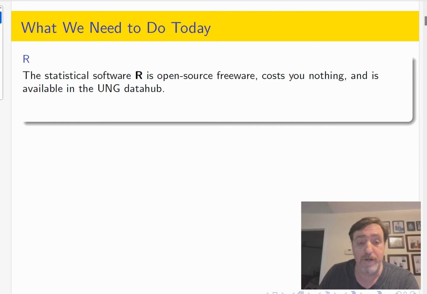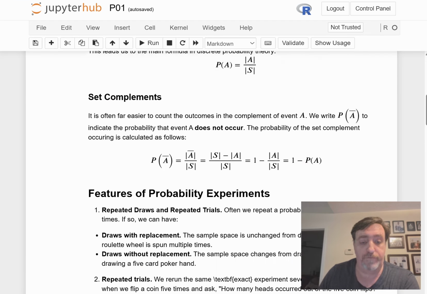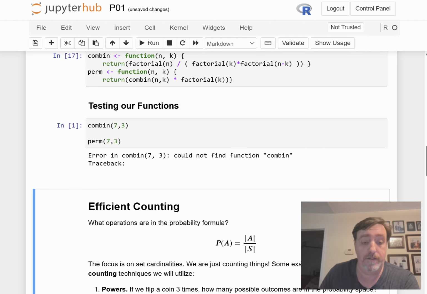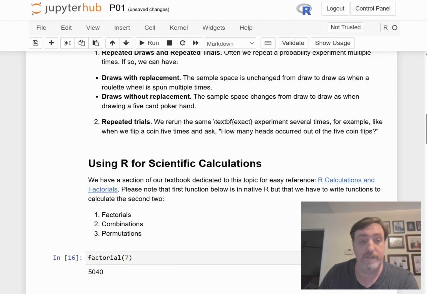Hope you are too. A couple of things that we need to accomplish today. First of all, the course uses the open source freeware software R. Costs you absolutely nothing, and it's wholly contained in the UNG Data Hub. We'll be taking a look at that. Let me just click over and show you that there are notebooks and we can actually run things in these notebooks and we can type notes in these notebooks.